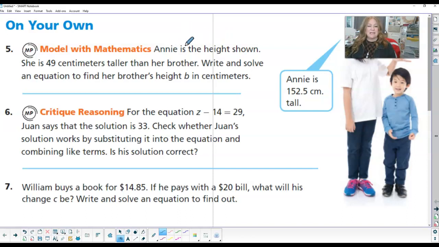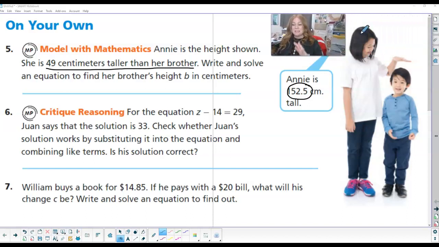So number 5 says Annie is the height shown over here. So Annie is this tall, 152 and a half, 0.5 centimeters. She is 49 centimeters taller than her brother. So she is taller. That means her brother, you can see in this picture, is shorter. So here's Annie, right? We've got to get her brother to be smaller. Write and solve an equation to find her brother's height, b.